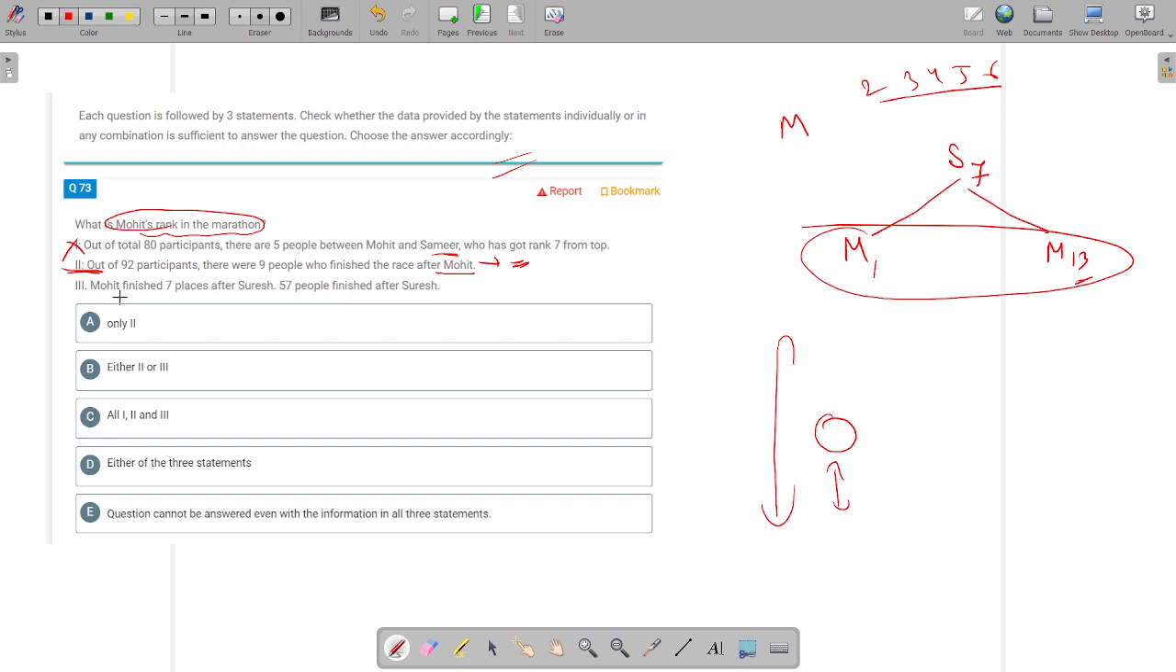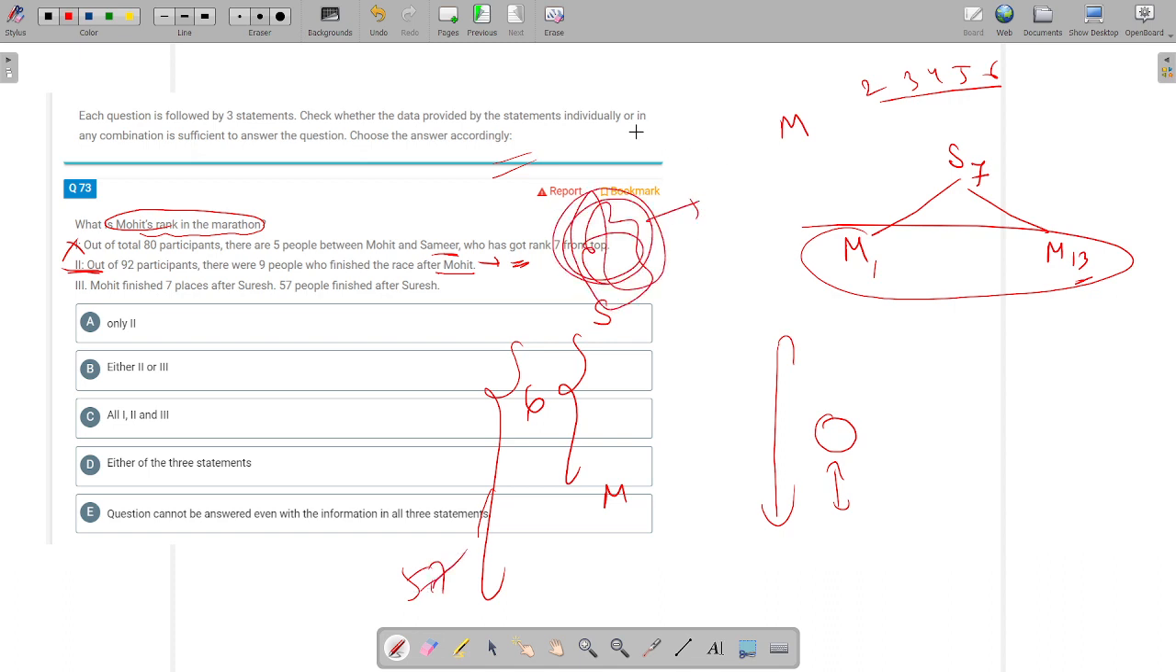Now the last one, Mohit finished 7 places after Suresh. So 7 places, so 6 people in between, then Mohit. 57 people finished after Suresh. But what about people finishing before Suresh? Are we sure about the number of people finishing before Suresh? No, we aren't sure, so we won't be able to determine the rank of Mohit. So 3 also won't be able to determine; only 2 will help us determine.